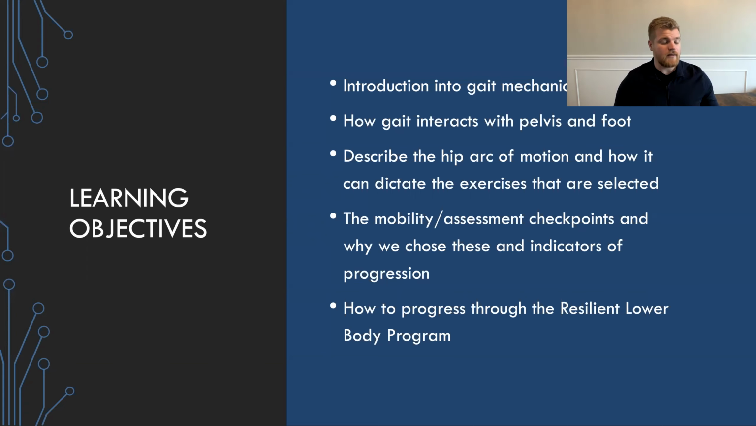And that's why we're going to go over the different mobility or assessment checkpoints, which is at the end of each phase and even at the beginning of the phases. You are going to assess yourself using hip flexion and straight leg raise, two of my favorite measurements for the lower body to determine what's happening in the pelvis. And with that, that is going to be an indication of whether we can progress to the next phase, because each phase is going to be based on certain measurements through those assessments. And then we're going to talk about how you progress through the Resilient Lower Body program so you get the most effective results.